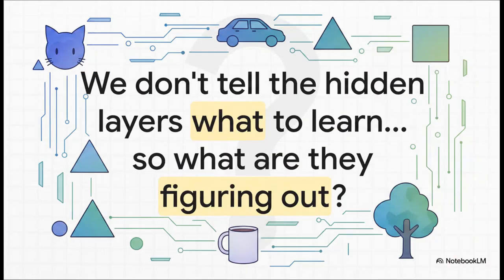Which leaves us with one final and kind of mind-bending question. Remember, we only ever tell the network if its final guess was right or wrong. We never tell those hidden layers in the middle to look for edges or shapes. The fact that they figure that out all on their own is an emergent property, and it gets at one of the deepest, most fascinating mysteries in all of AI.